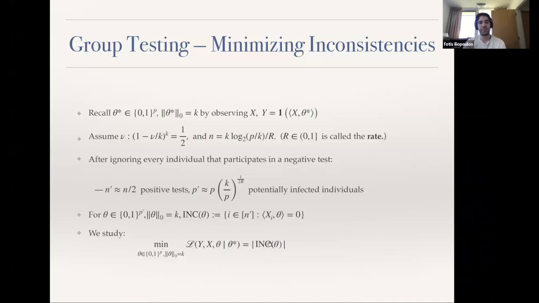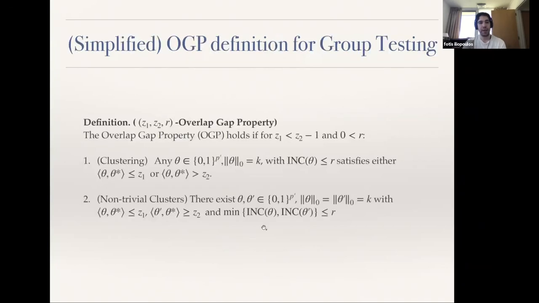Good. Now, here is a slightly simplified definition of the overlap gap property for the group testing model. The definition is for the zeta 1, zeta 2, R overlap gap property.